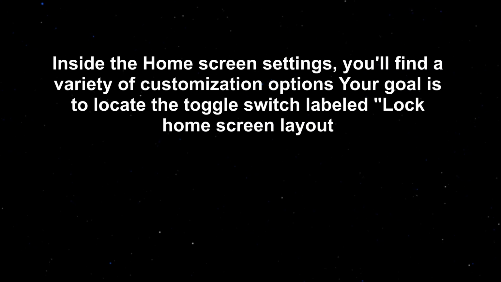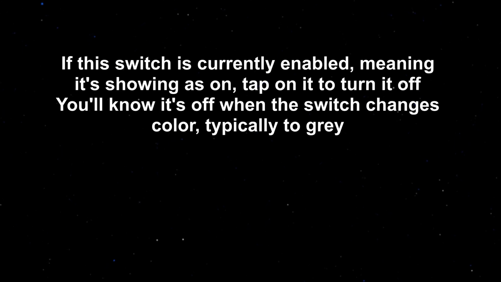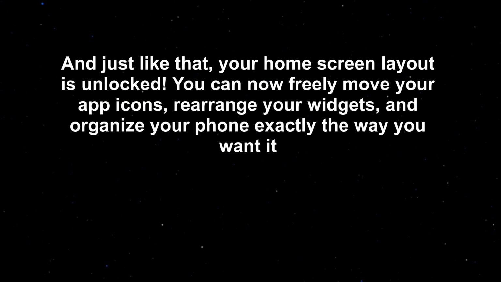Inside the home screen settings, you'll find a variety of customization options. Your goal is to locate the toggle switch labeled Lock Home Screen Layout. If this switch is currently enabled, meaning it's showing as on, tap on it to turn it off. You'll know it's off when the switch changes color, typically to gray. And just like that, your home screen layout is unlocked.